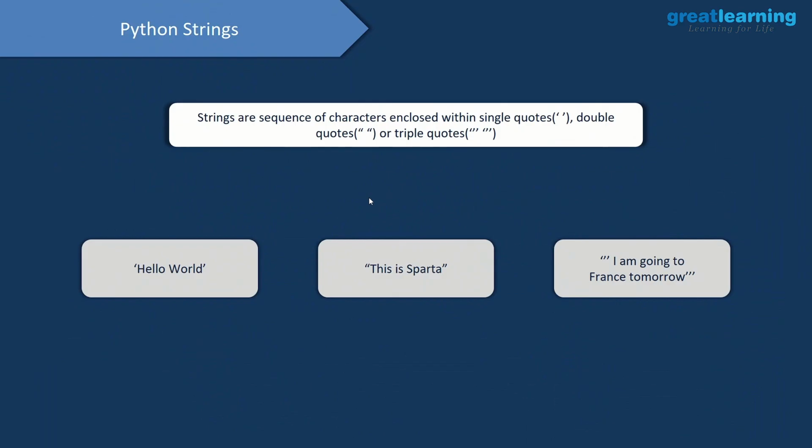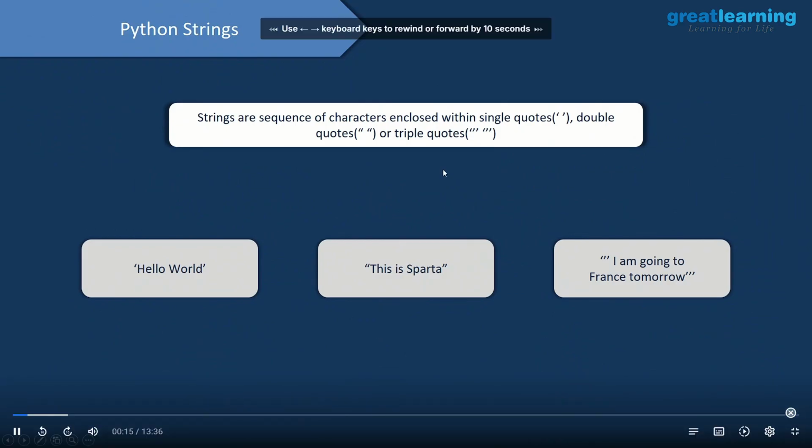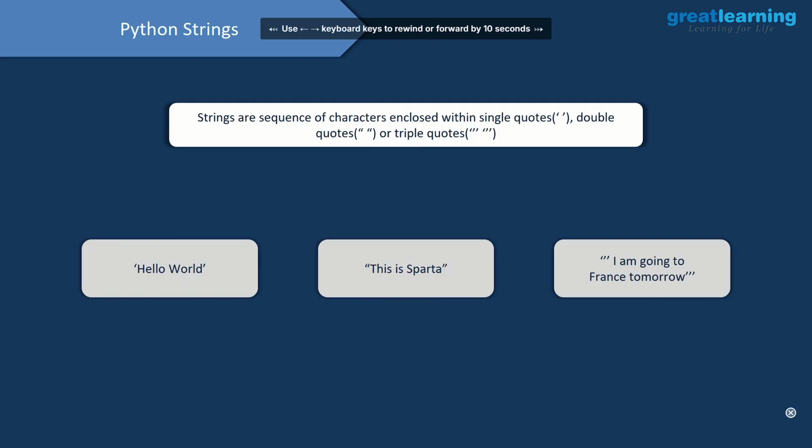We'll head on to Python strings. So Python strings are a sequence of characters enclosed within single quotes, double quotes, or triple quotes. So we've got these three examples over here. Let's try out all of these three examples in Jupyter Notebook.